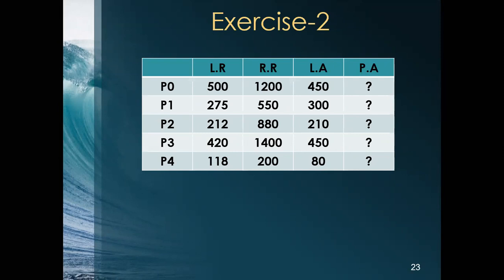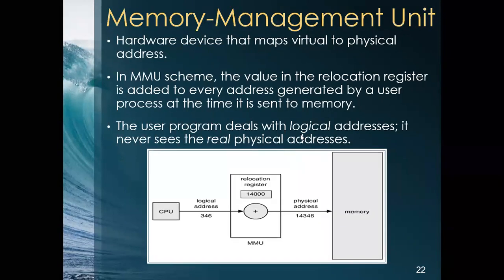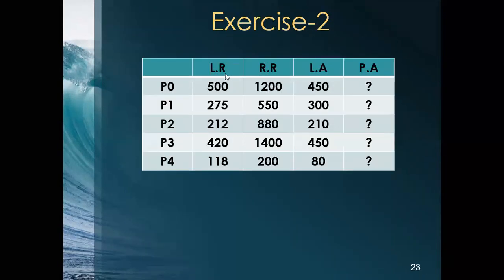Now, we know what PM is, physical address. Then LM is logical address. So what does RR mean? We have to go back here. Relocation registers and limit registers, LR, RR. So LR means limit register, RR means relocation register. So what do these two do?